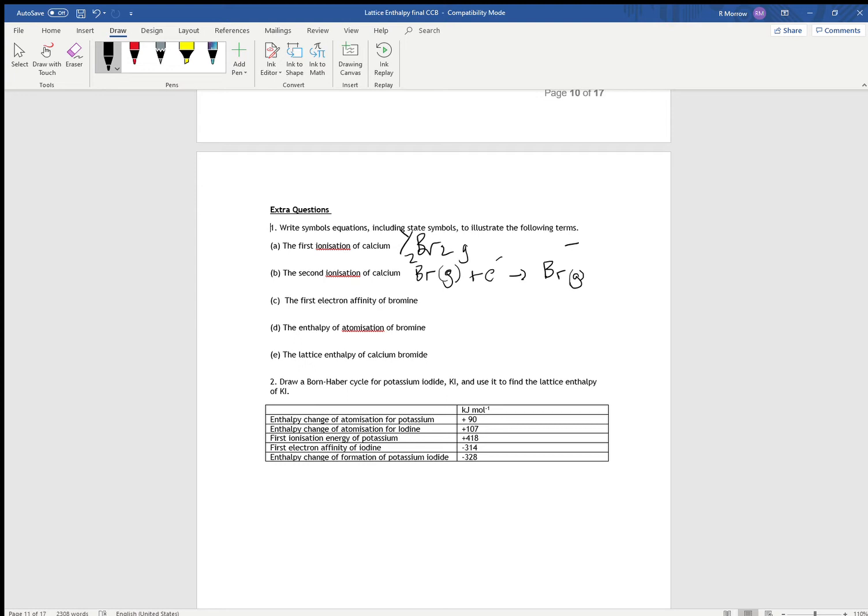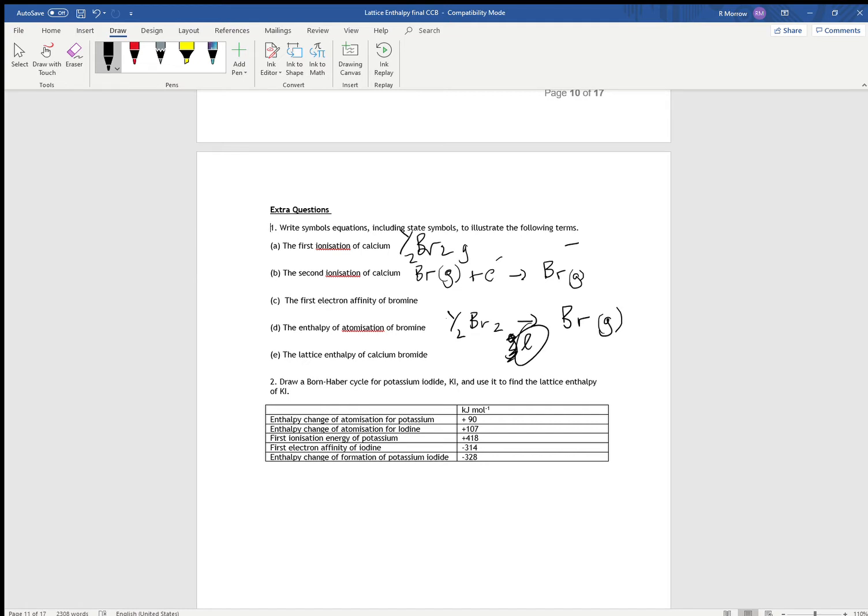The enthalpy for the atomization of bromine, so remember enthalpy of atomization is not like bond enthalpy. The enthalpy of atomization is the enthalpy change whenever you make 1 mole of gaseous atoms. So therefore we've got to start with half Br2, and it's got to be gas here. Actually, bromine will be a liquid, won't it? So we're going to bromine gas from that.